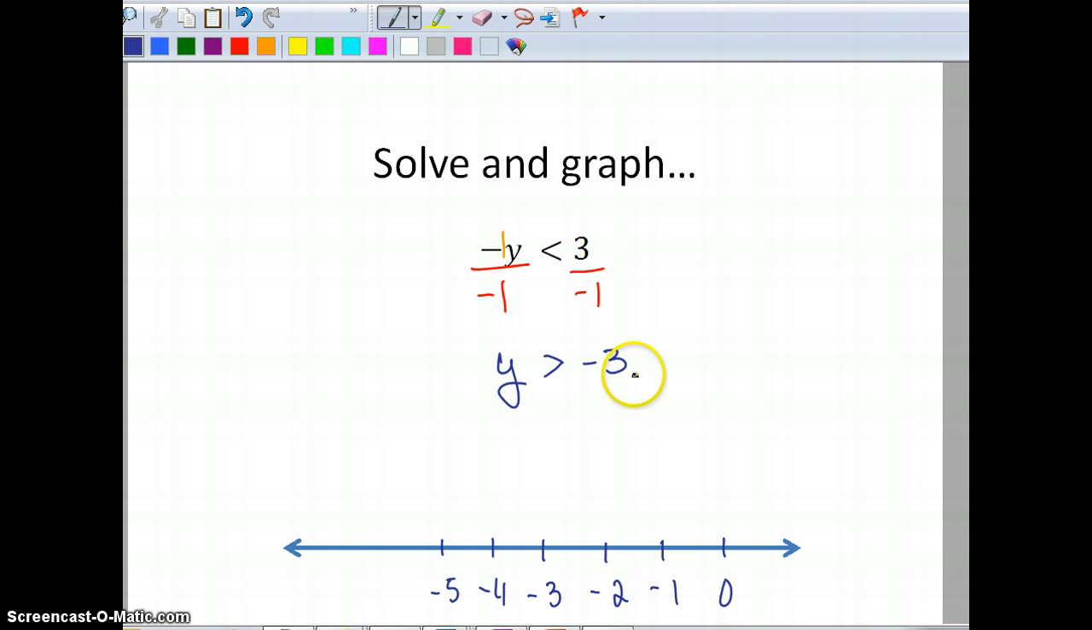So -3 is my important point. I know it's going to be an open circle. Now where is y larger? y is larger going to the right.